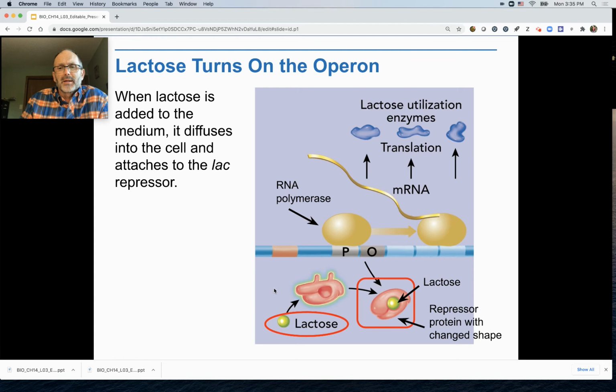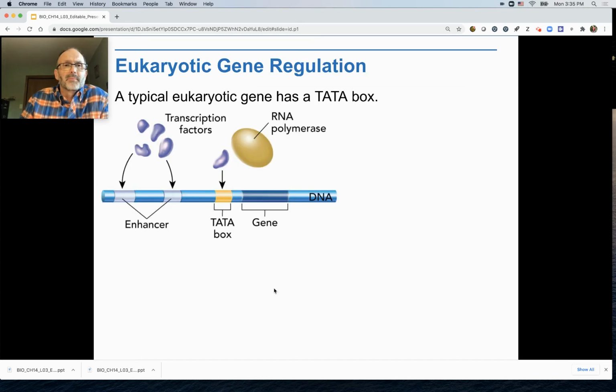So lactose binding with that, and then when it binds with it, that protein then changes shape. All right. So that was prokaryotic cells. So let's take a look at eukaryotic cells.